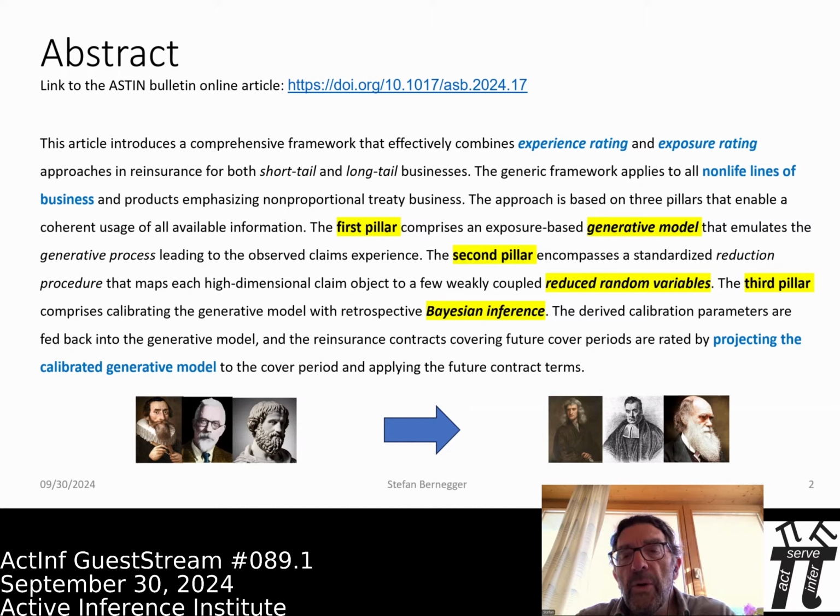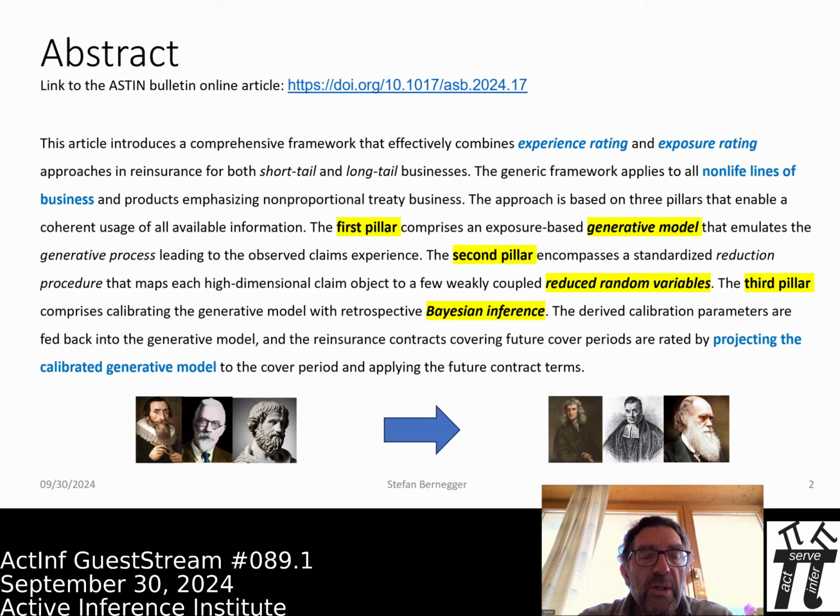As you can see here, what is highlighted, there are three components to it. The first component is a generative model. The generative model will create artificial or simulated claims. Before we can do an analysis, we need somehow to reduce these high-dimensional complex objects into some smaller number of what I call reduced random variables. And then we use Bayesian inference to basically calibrate the model. This is basically what it's supposed to do.